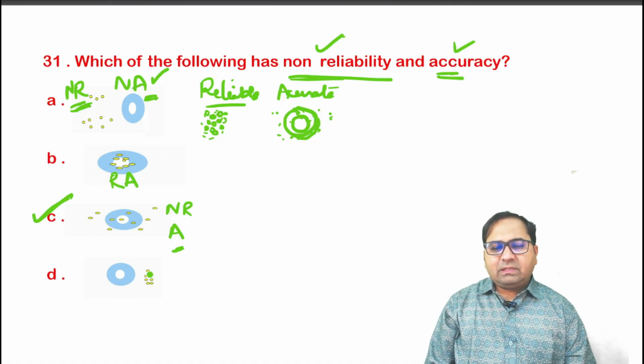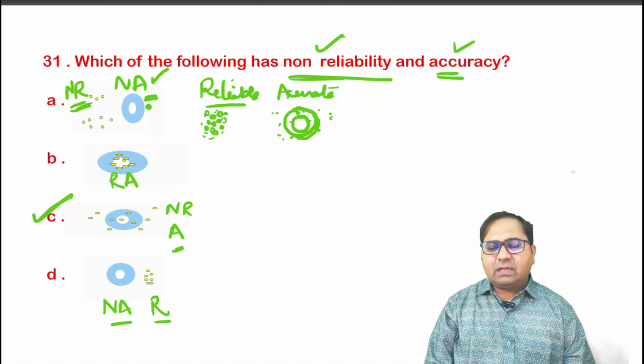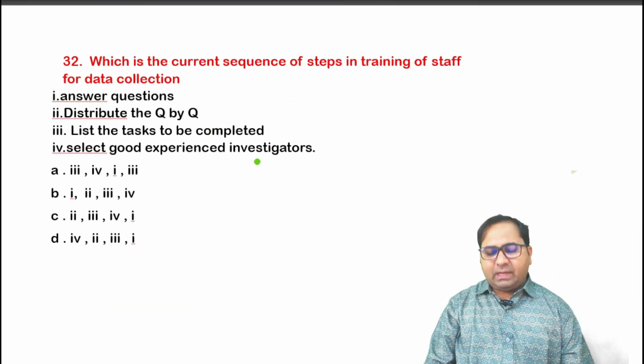The fourth option is this: all the shots are at one place, so it is reliable. But are they touching the bullseye? No, so therefore they are not accurate. Okay, so this is not accurate, reliable. This is not reliable, accurate. This is reliable and accurate, and this picture is not reliable and not accurate. This is how you are supposed to answer this question. Please remember. Now let us go to the next question.